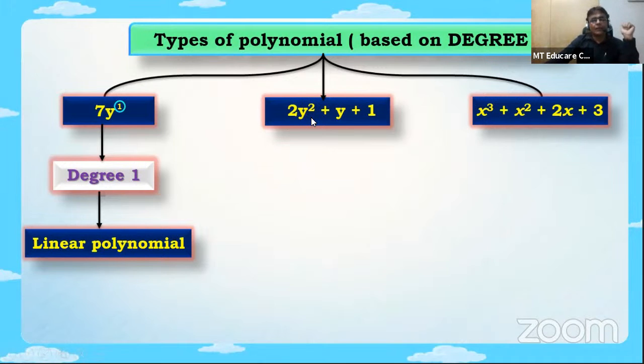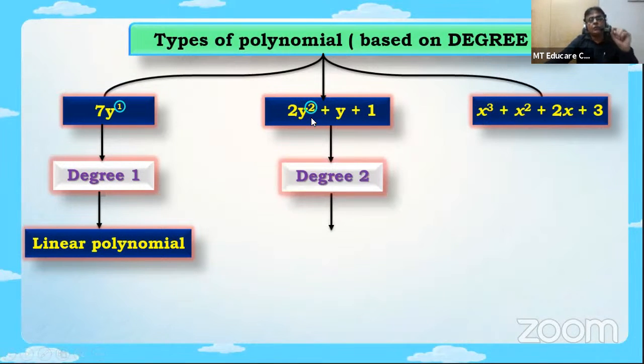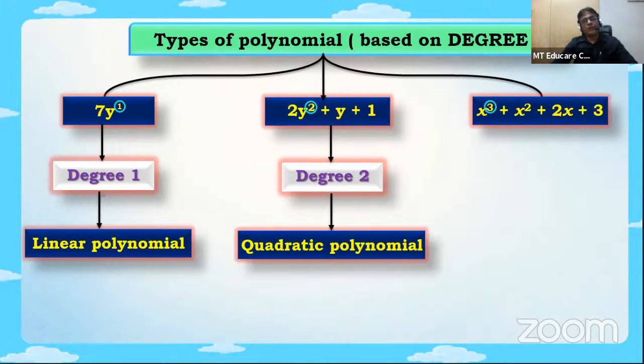Now look at the second one. Highest power is 2, it means degree is 2. If degree is 2, such polynomials are called quadratic polynomials. Quadratic means the power should be 2. This also you have in 10th standard, one whole chapter.